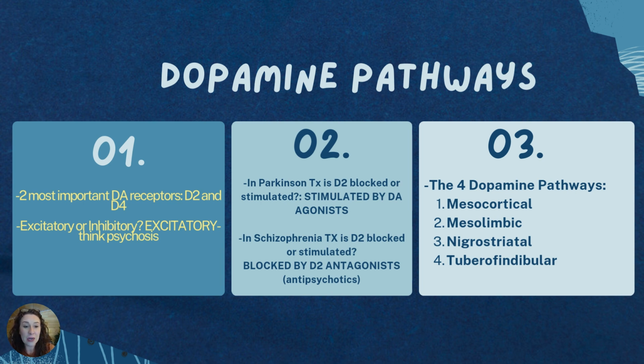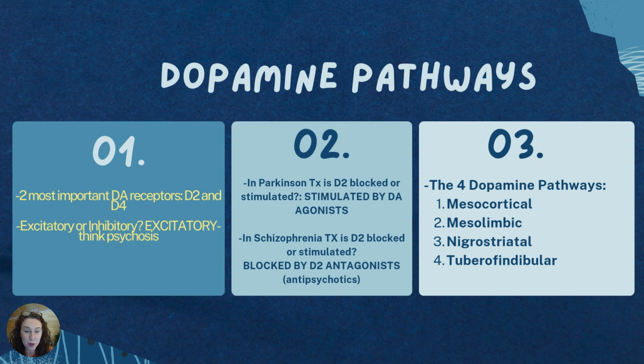So in schizophrenia, our antipsychotics are going to what? Block or stimulate dopamine? Block. We want to block that dopamine because we are having too much. We're getting those positive symptoms, hallucinations, delusions, all of that. So that's a good foundation to remember. Dopamine too low, we get movement issues. Dopamine too high, we get hallucinations, delusions, all of that good stuff.